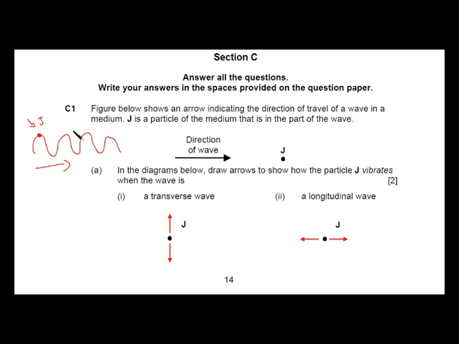And then they take the J out, and they show you over here. So remember this. There are a lot of particles on a wave. Every single point is a particle. So they are just isolating one point called J, and they're asking you questions about it. In the diagram below, draw arrows to show how the particle J vibrates when the wave is a transverse wave.